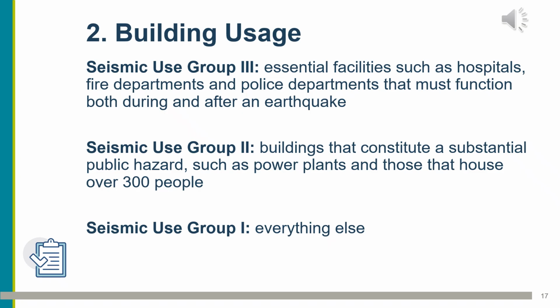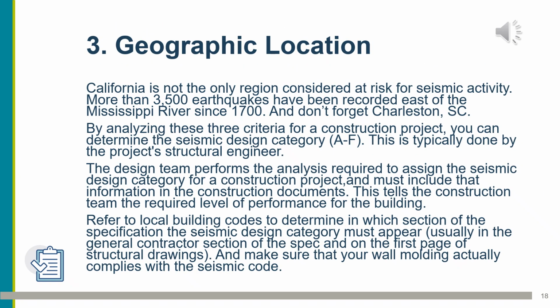Again, a determining factor is the building usage, right? So seismic use 1 is pretty much everything that's not in 2 and 3, right? Seismic 2 is buildings that constitute a substantial public hazard, and 3 are your essential facilities, which we covered in an earlier slide. And obviously, geographic location is a factor.